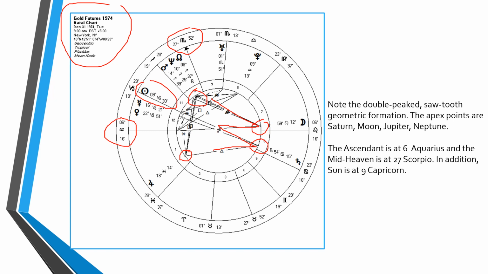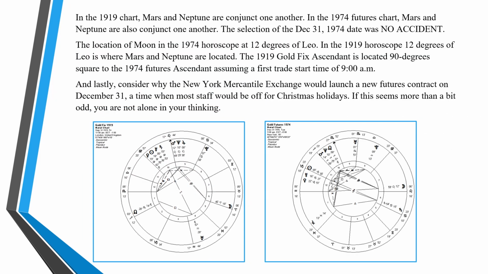Now let's compare this 1974 chart to the 1919 chart. In the 1919 chart, the one shown at the left here, Mars and Neptune are conjunct to one another. In the 1974 futures first trade chart, shown at the right, Mars and Neptune are conjunct to one another. How curiously interesting. That tells me that when the authorities at the New York Board of Trade selected December 31st as the IPO first trade date for gold futures, they knew what they were doing. This date was not an accident.